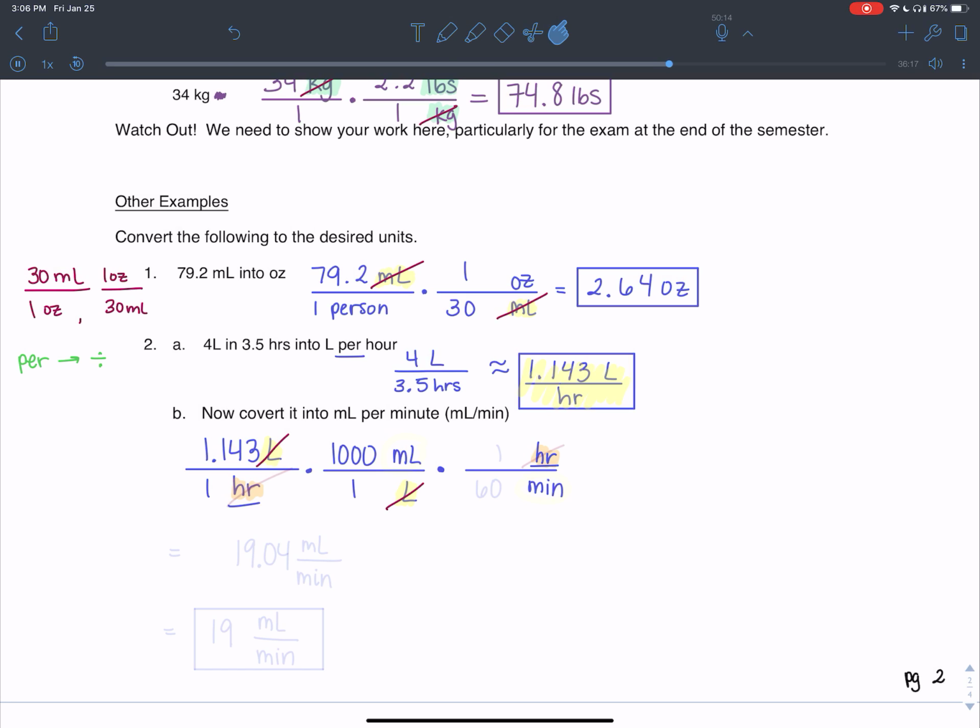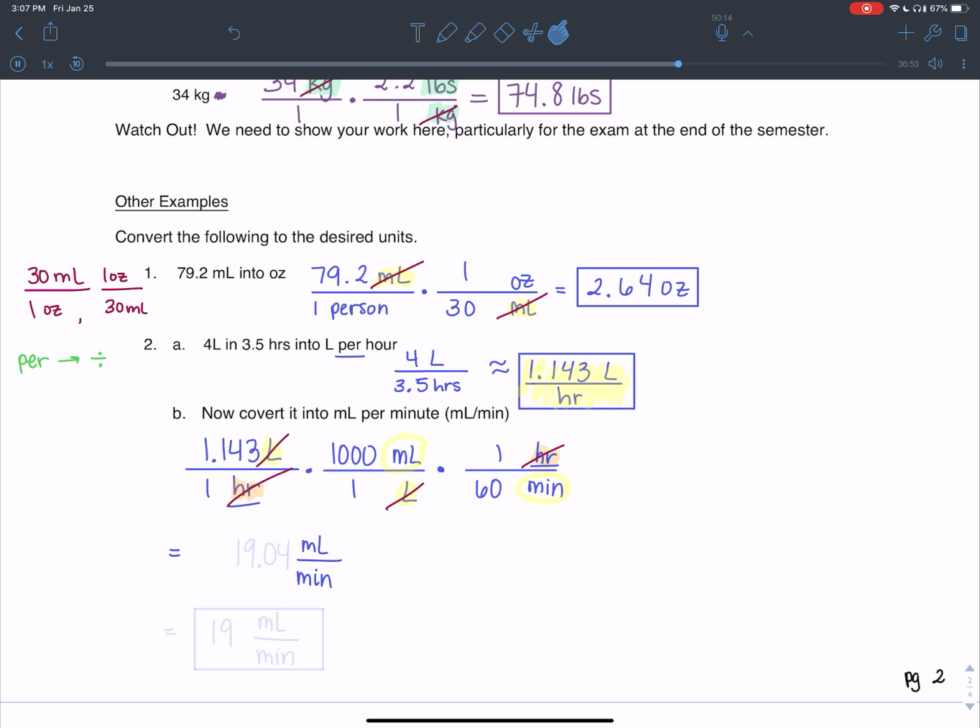So since I want that, I got 1 hour, I got 60 minutes, right? And let's show the canceling, because this is the beauty of dimensional analysis, which makes it so easy to see that I get my minutes in my denominator and I get my milliliters in my numerator left over. So my answer, all said and done, will have milliliters per minute when I do all this math.